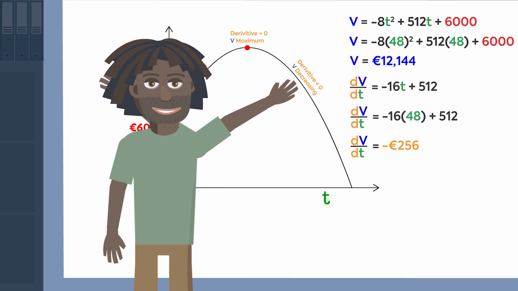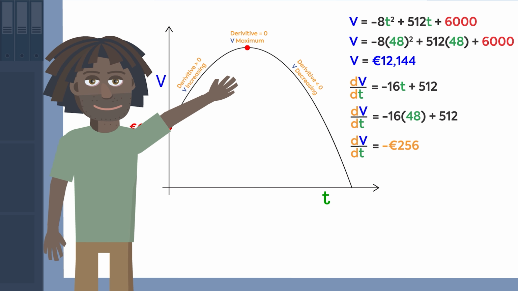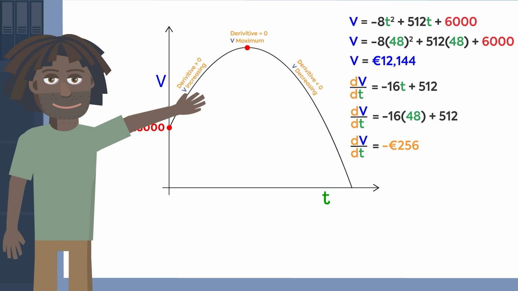As the value of our derivative is negative, the investment is decreasing after 48 months, which means we are on the downslope of the graph after the maximum point. If the value of our derivative was positive, the investment would be increasing and we would be on the upslope of the graph before the maximum point.